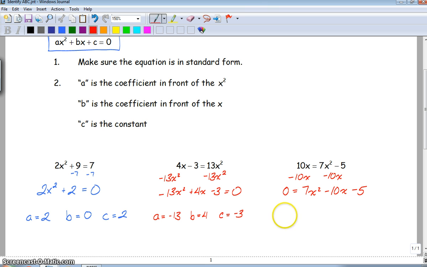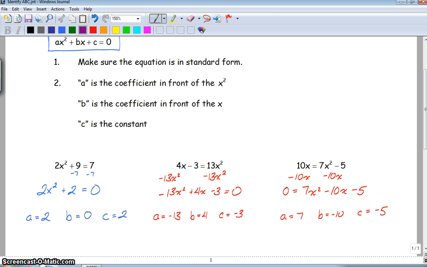In which case we know our a is 7 because it's in front of the x squared. B is negative 10. Make sure you bring the negative sign or the minus sign with it. And the c is negative 5.